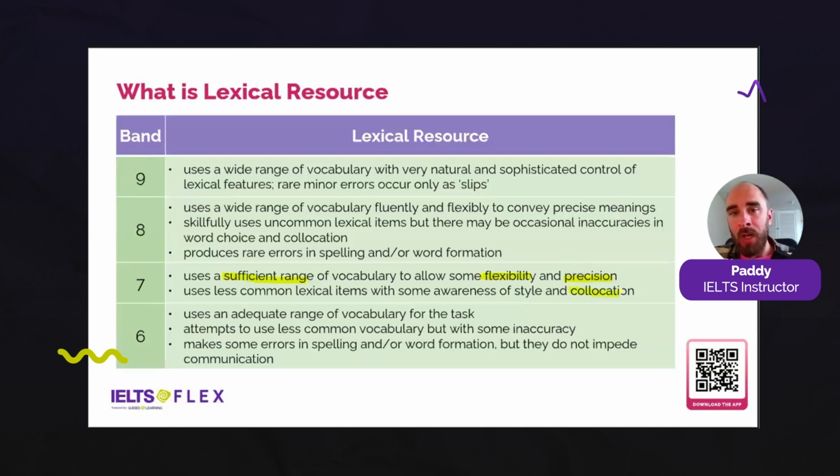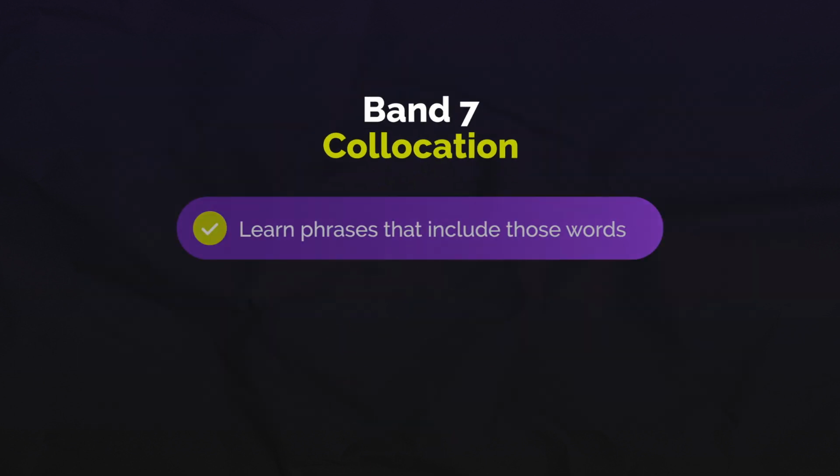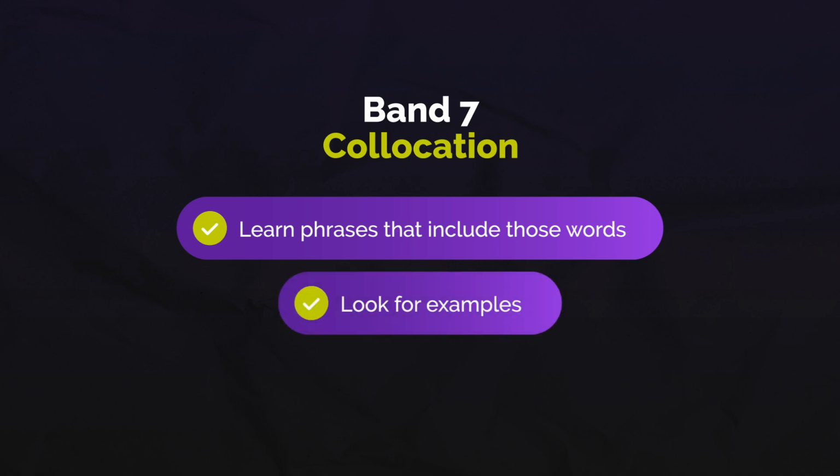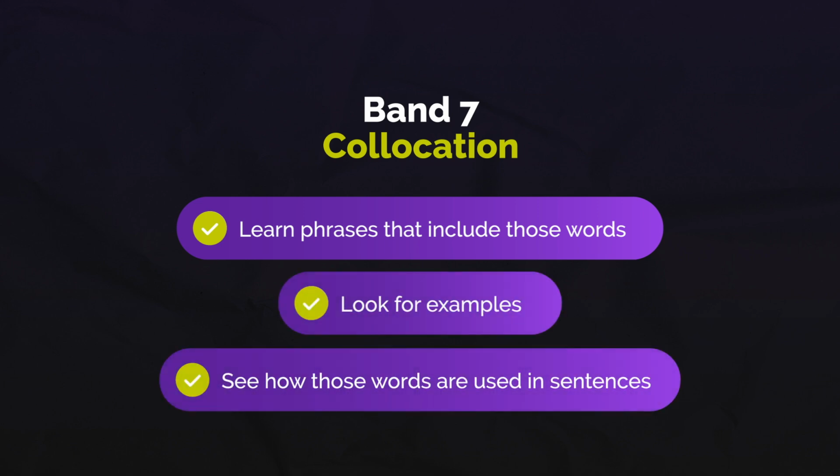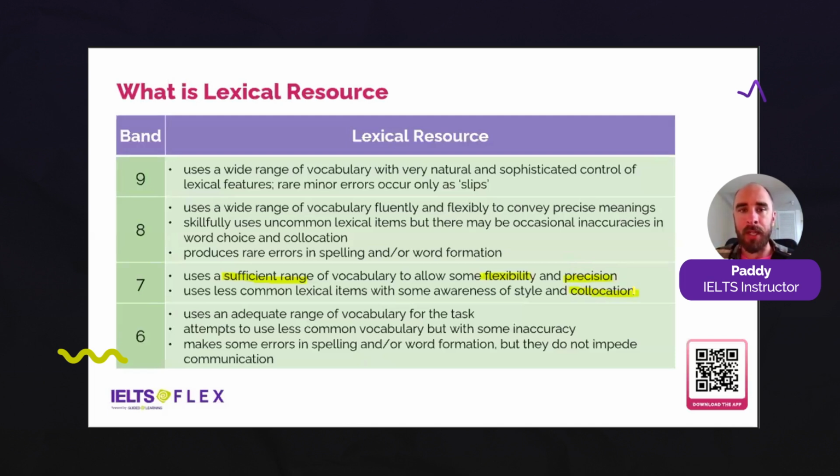Don't just learn words. Learning words is not how anybody learns language. You can't just memorize a dictionary. Instead, learn phrases. Look for examples. See how those words are used in sentences. Look for the prepositions they go with. Look for the verbs that go with those nouns. Look for the nouns that go with those verbs. These are the kind of things you should be looking for.